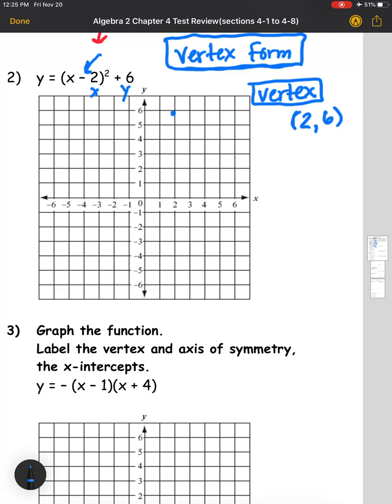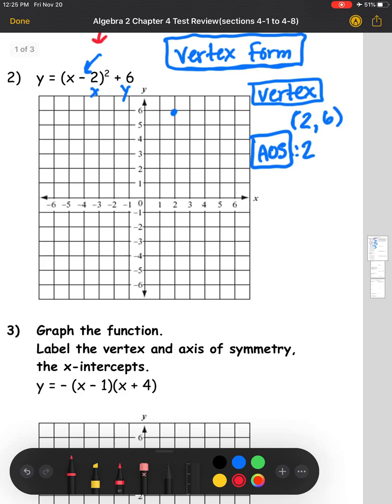And I can graph that. The axis of symmetry is running down through that x value. That's 2. So I can again draw that axis of symmetry dotted line.